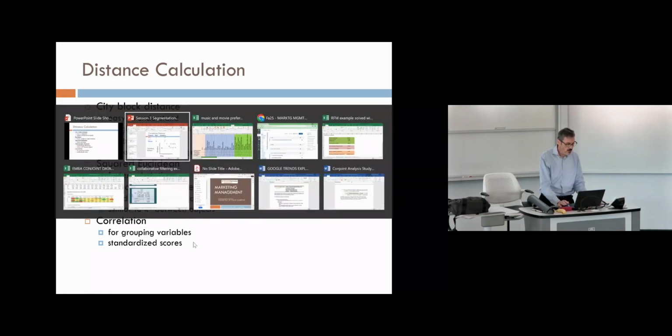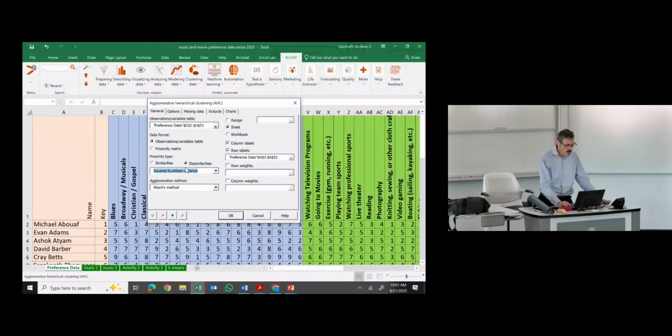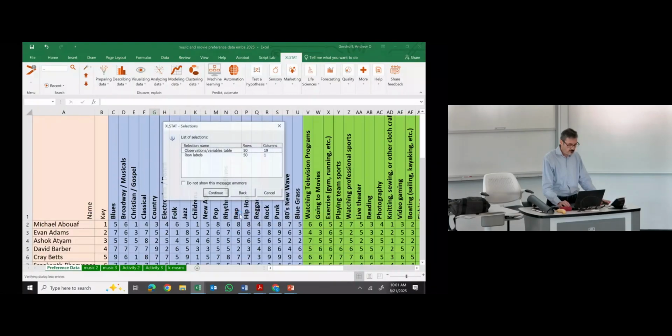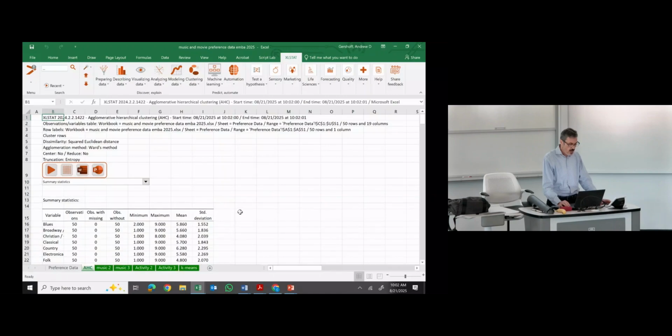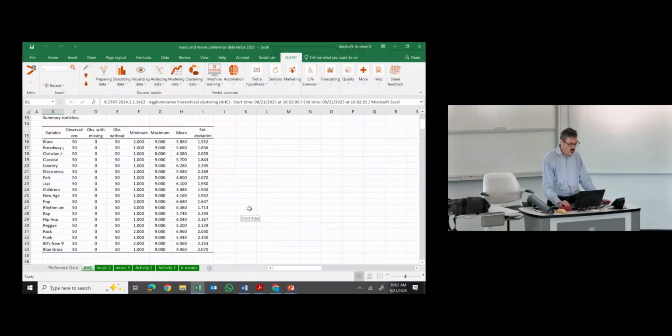Okay, so let me go back to my image here. So I'm using squared Euclidean, and you can see that there's a variety of different methods for deciding how to agglomerate, how to decide who goes onto what island. And I'm going to use this Ward's method. And then I'm going to say OK, and I'm going to let it run the analysis. And then let me show you some of the things that it does.